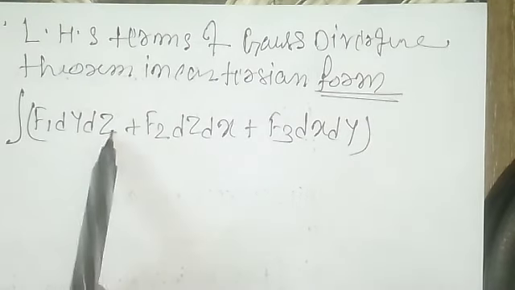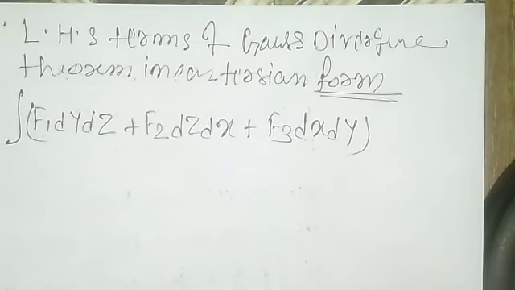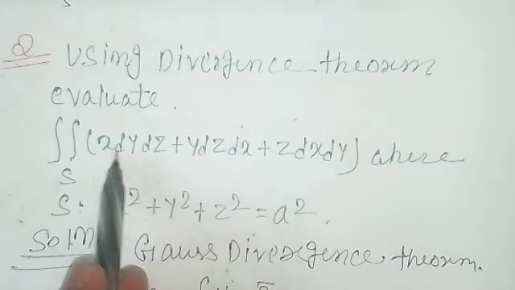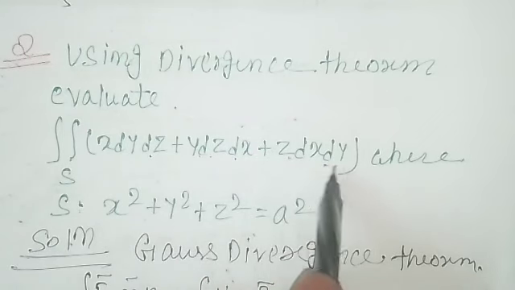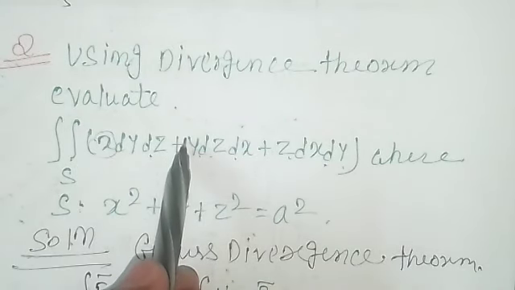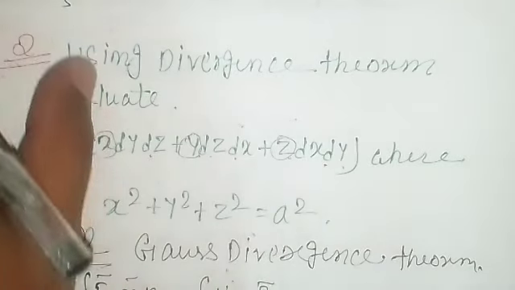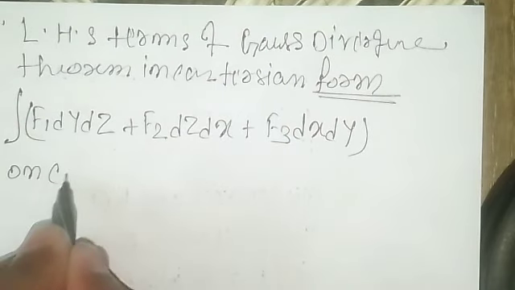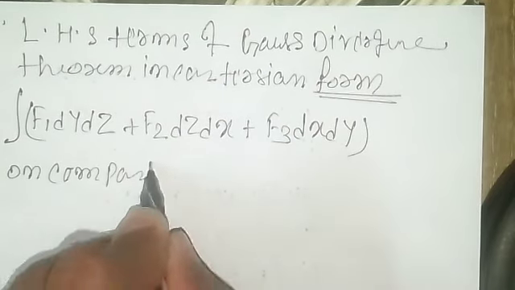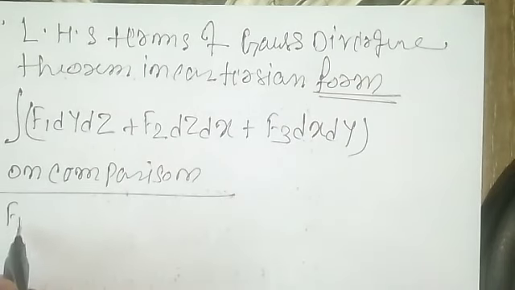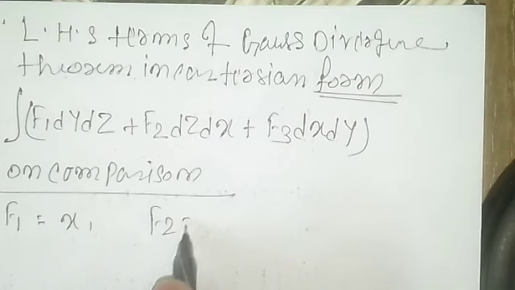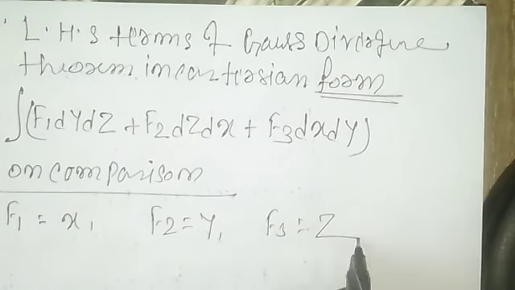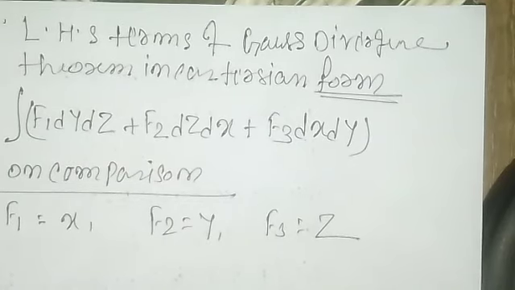Now what we will do is simply equate this. In the equation given to you, F1 dy dz, F2 dz dx, F3 dx dy. So F1 is equal to x, F2 is equal to y, and F3 is equal to z, is it or not? So on comparison, from the question, F1 is equal to x, F2 is equal to y, and F3 is equal to z.